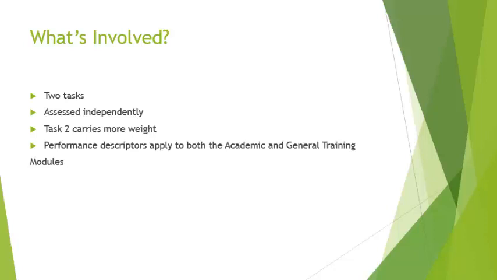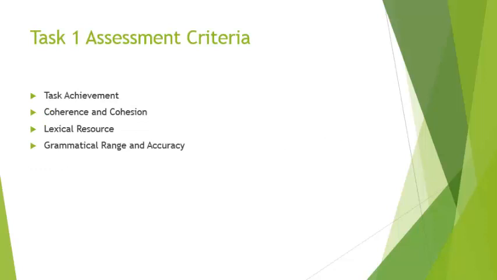There are very detailed performance descriptors which apply to both the general and the academic training modules. Task 1 is assessed against 4 assessment criteria: task achievement, cohesion and coherence, lexical resource, and grammatical range and accuracy. And we'll have a look at what they are a bit later. The assessment criteria for Task 2 are task response, coherence and cohesion, lexical resource, and grammatical range and accuracy as well.